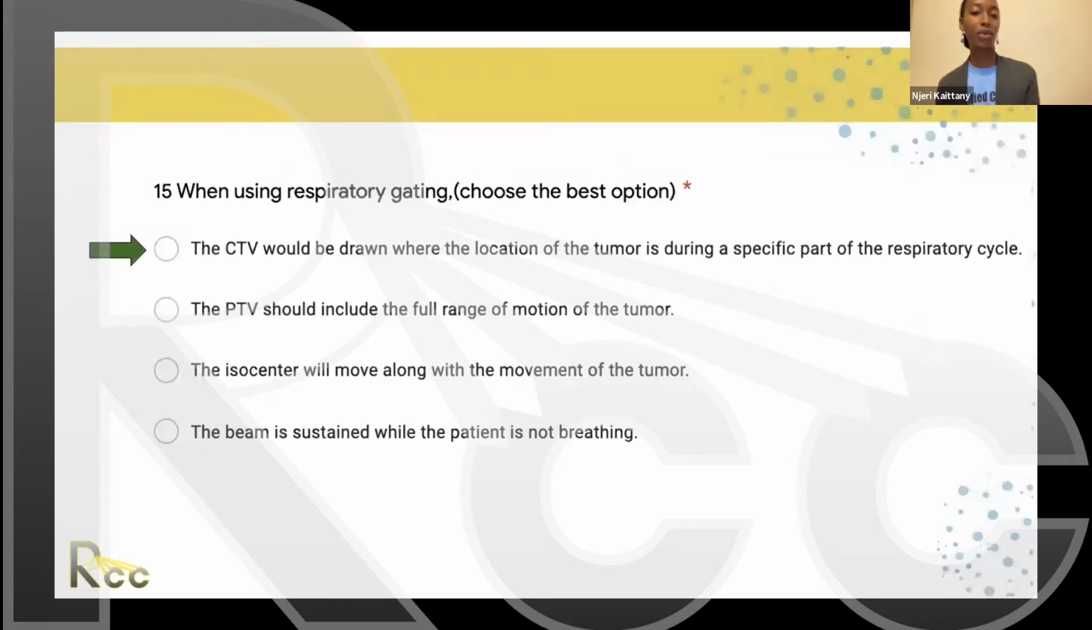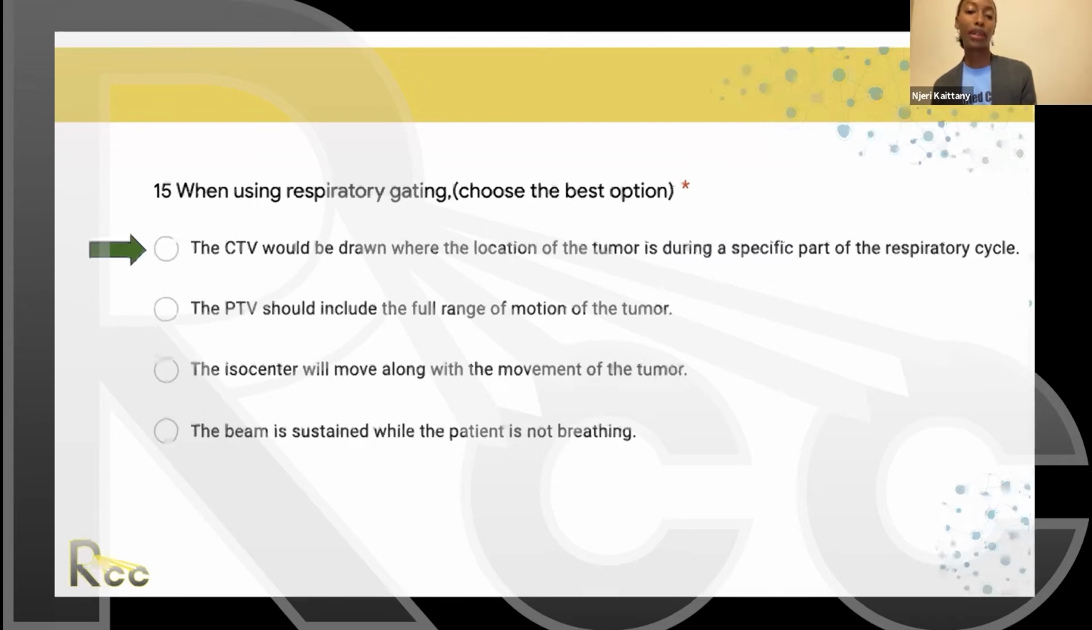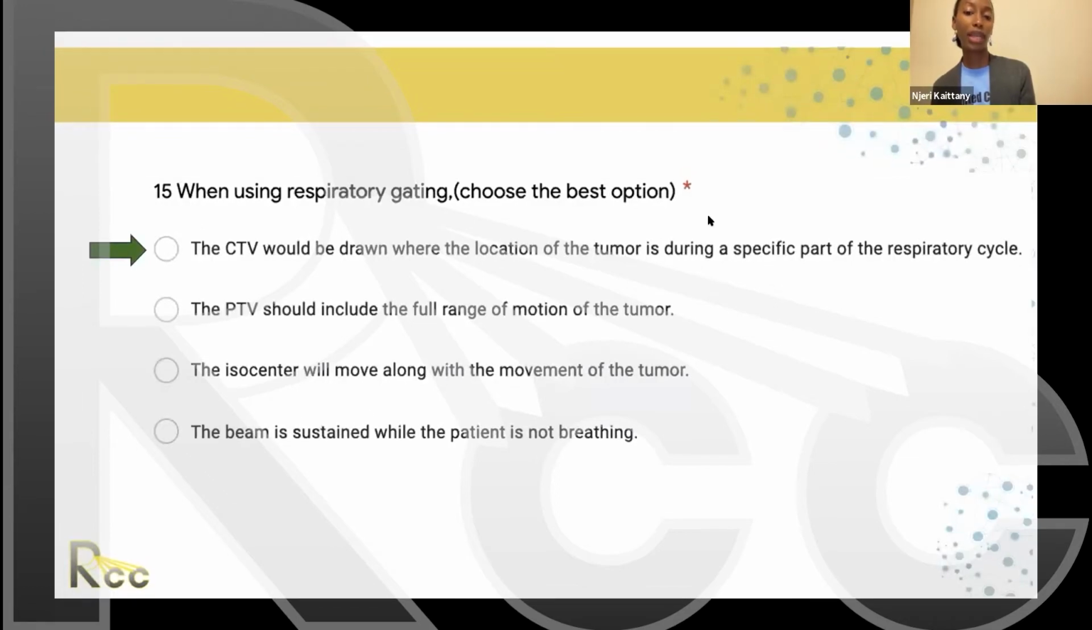The CTV would be drawn where the location of the tumor is during the specific part of the respiratory cycle. Again, the respiratory cycle 4D would be acquired during simulation as we're doing that CT scan. And so from there, the plan will be using the respiratory gating system to actually contour out the CTV.